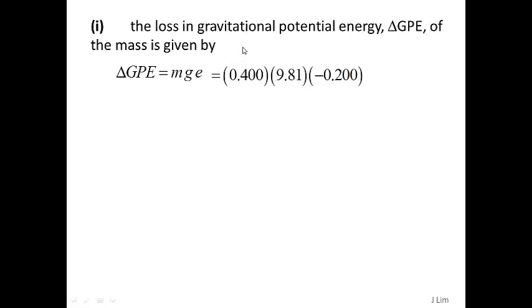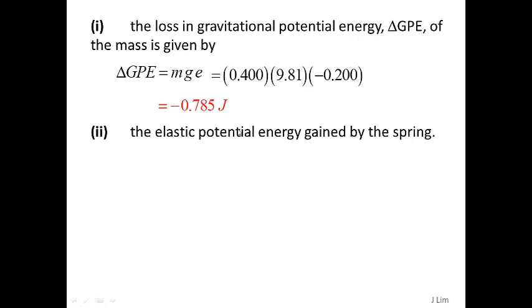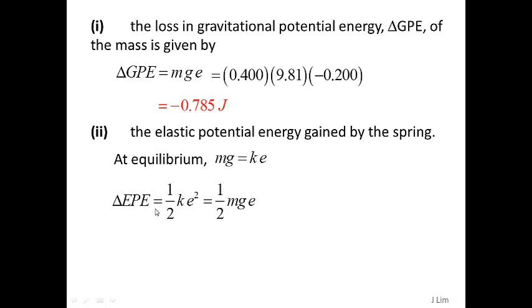Now, the loss in gravitational potential energy is given by mge or mgh. This is 0.4 times 9.81 times minus 0.2 meters. So you get 0.785 joules. So that's a loss. The elastic potential energy gained by the spring, since mg is ke, is half k e square. So that will give us half mge. Substituting values, we get a gain of 0.392 joules.